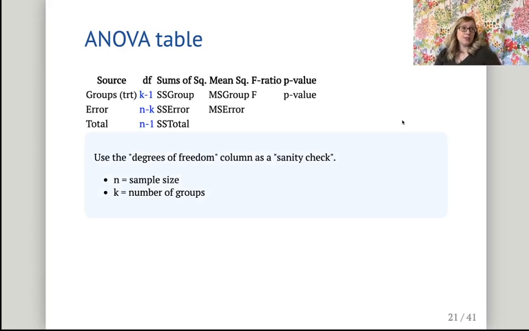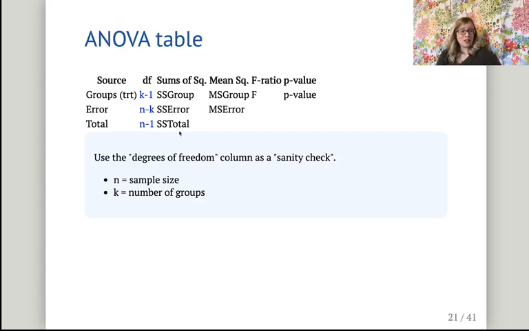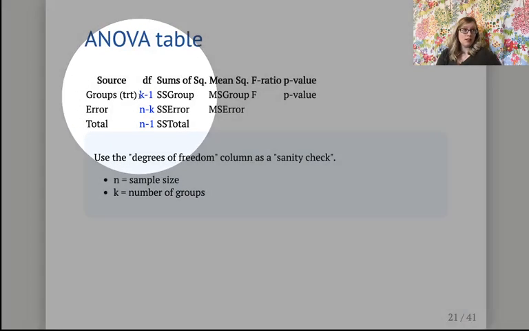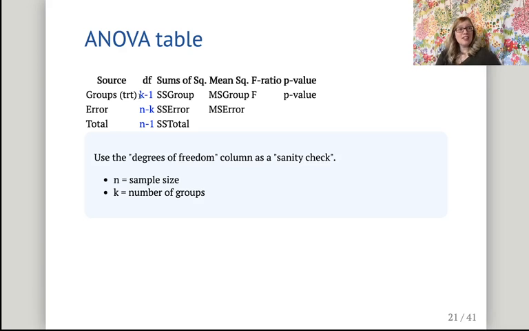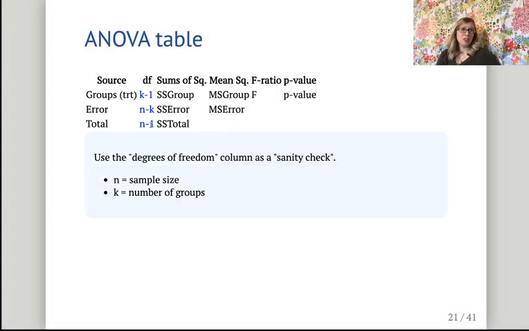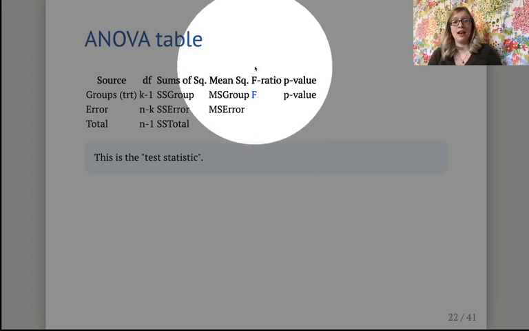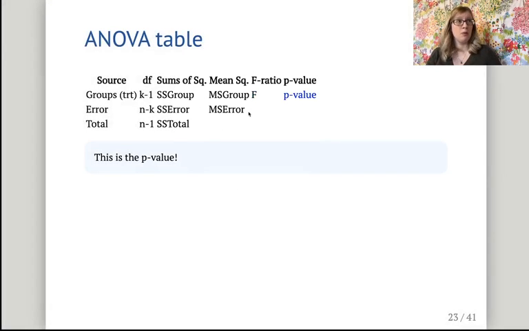Here's the first useful feature, the degrees of freedom column, or the DF column. I like to use the values in this as sort of a sanity check. N is the sample size, K is the number of groups. So the degrees of freedom for groups should be K minus 1. If it's not, that's usually a good indication that something's gone wrong with how your model's being fit. If this total isn't N minus 1, there's usually a good indication that something's up with your model. The test statistic is reported in this F column, so that's the F statistic, and then the p-value is reported in the p-value column.